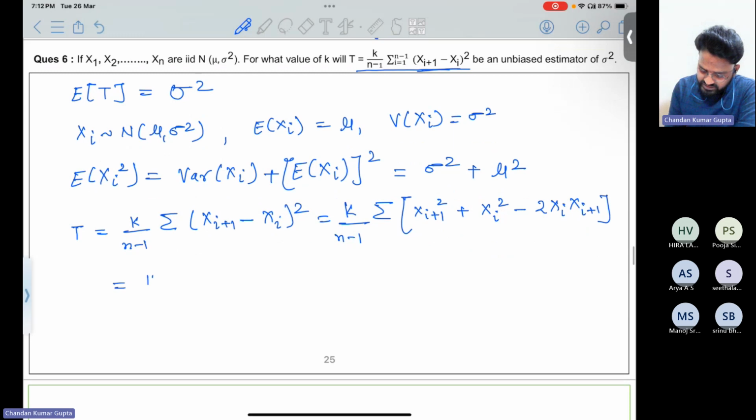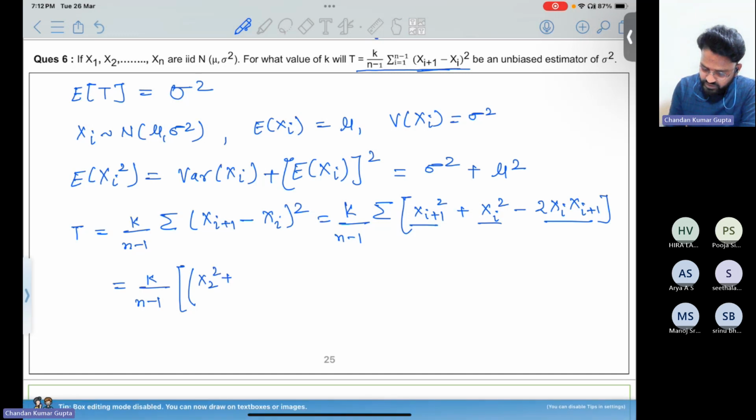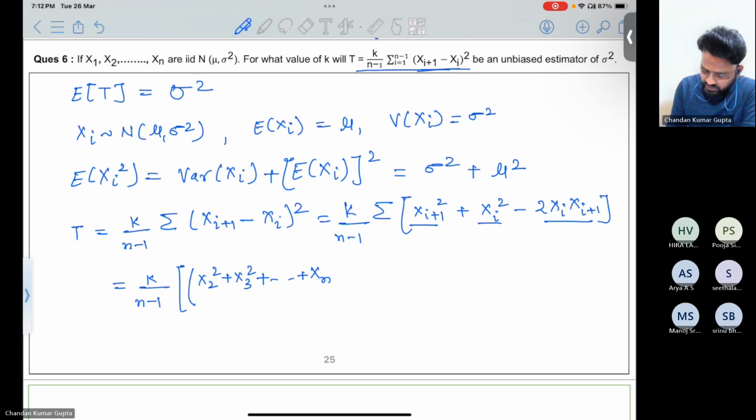Okay, that means it is k upon n minus 1. And when we take n, we have taken summation over this and this. So the first one will be like x2 square plus x3 square up to xn square, because it is x(i+1), and i from 1 to n minus 1.